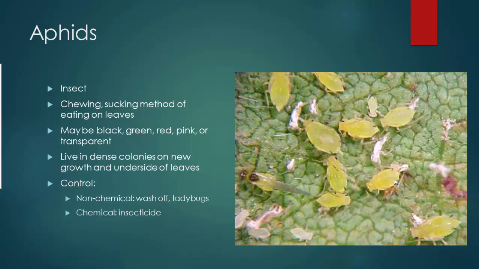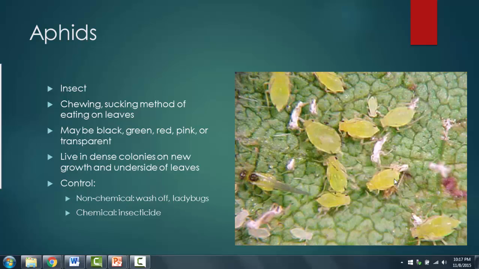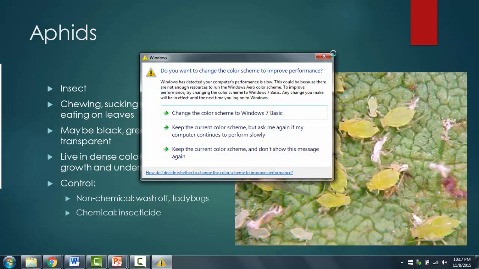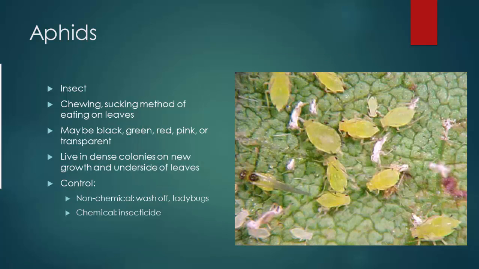They can be different colors, but the main thing to notice is they are usually transparent, looking like the picture on the right. They live in dense colonies, meaning if you've got one, you've got a lot of them. If you're trying to go biological controls, ladybugs are a really good control. So sometimes seeing a ladybug is a good thing because you know they're taking care of your aphid problems.